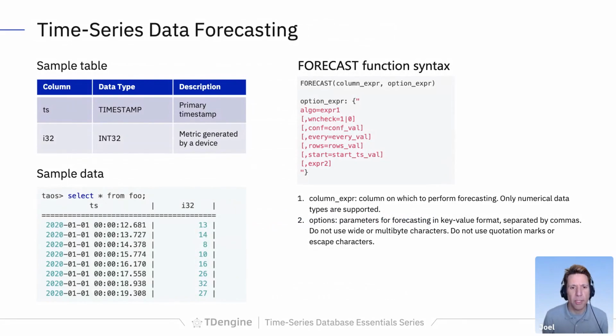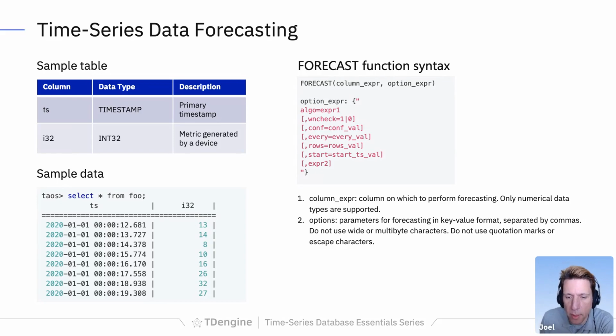So how do you actually use it? Looking at a sample table that has a timestamp and an integer here, we can see the data on the left, and we've got our forecast function with the syntax on the right. By using the forecast function, choosing the column and then the optional parameters, which are expressed as a string with different parameters set here.